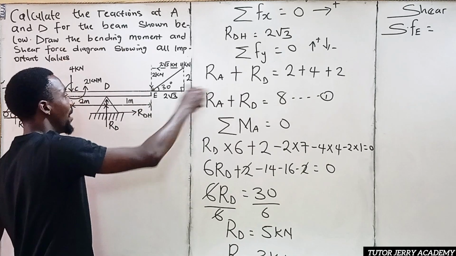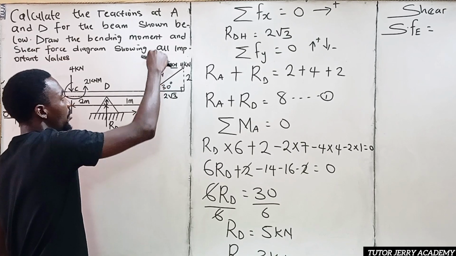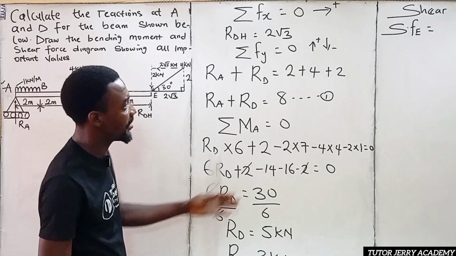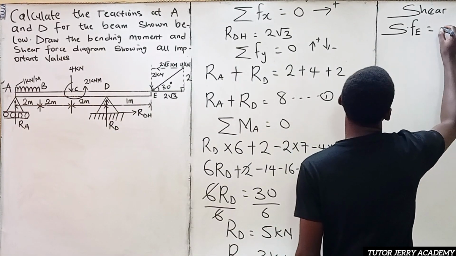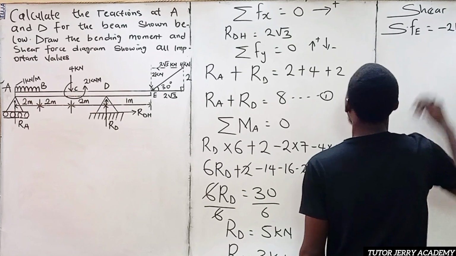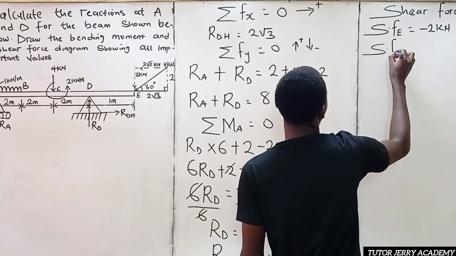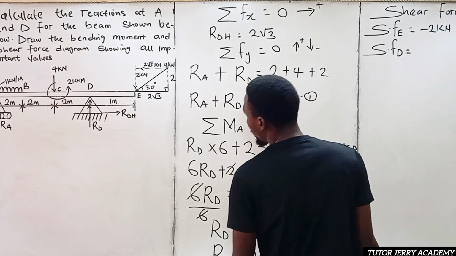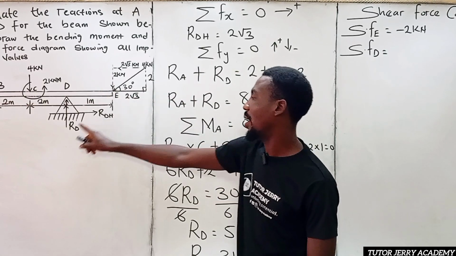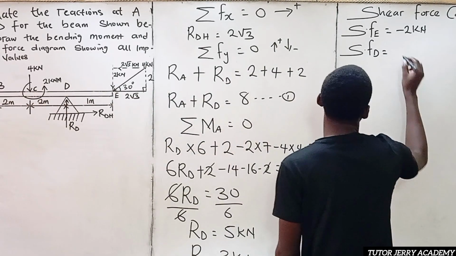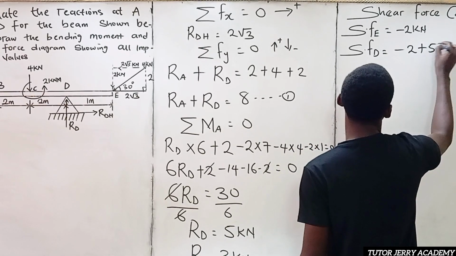We are going to observe that we don't have any force, but the only force that we have here is just this 2 kilonewton that is acting downward. And again, here we are still maintaining upward force positive, downward force negative. So we are going to have minus 2 kilonewton. Alright. So at point D, shear force at point D will be equal to, now if you stand at point D, to your right, we have 1 and 2. So this is minus 2 plus our R_D. Our R_D is 5.